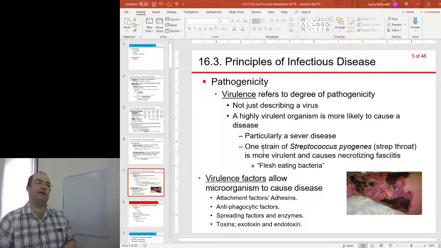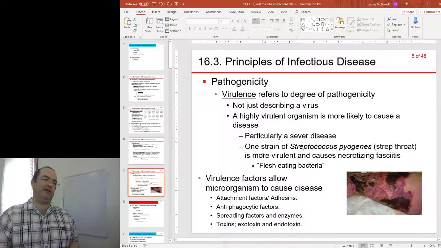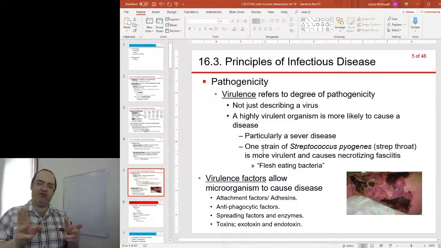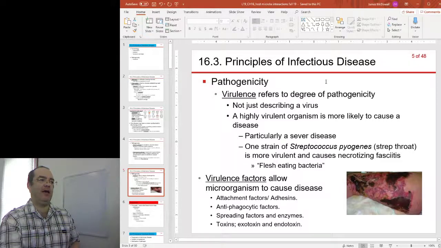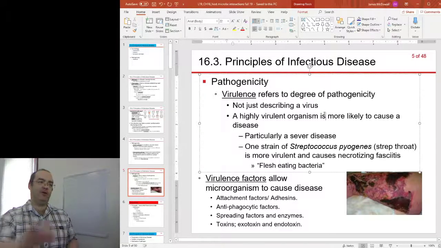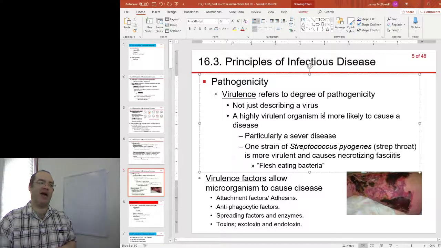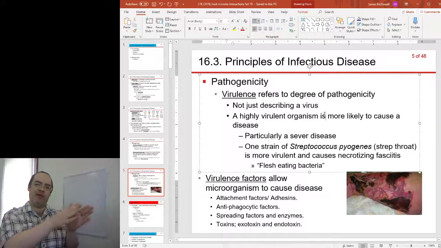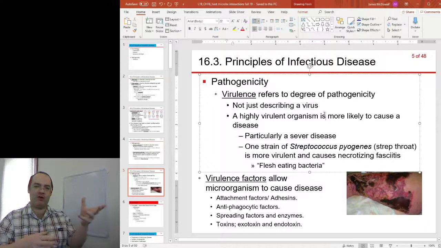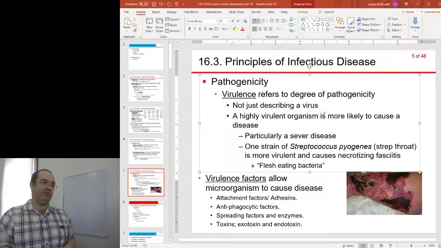On to slide 5. Pathogenicity and virulence. Now, the term virulence sounds like it's related to viruses, but it's a general term that describes the degree of pathogenicity, not just for a virus. So a bacterium will have virulence factors. One bacteria can be more virulent than another bacteria. One protozoan can be more virulent compared to another protozoan.